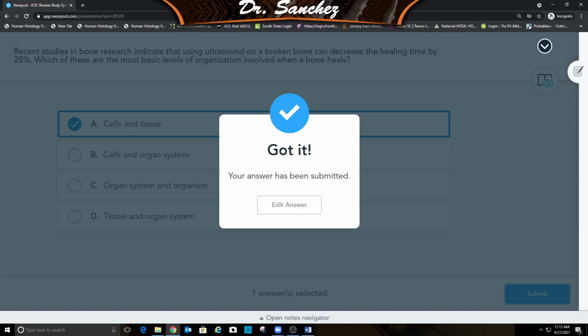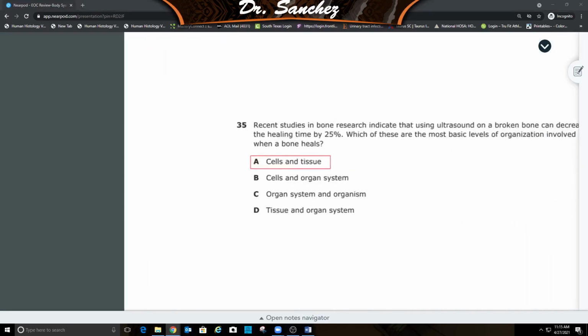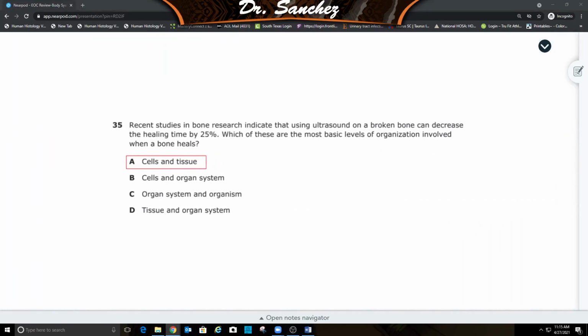So I do have one person that picked tissue and organ system, and organism. Let me just break that down for you. Tissue would be the cells put together. So would it be a piece of bone and the whole bone working together? Is that the way it works? No. It's the piece of bone with the cells to regenerate. So it'd be cells and tissues. Does that make sense? Not the organ system, because that piece of bone is not working with the rest of the bones to fix itself. It's only working with the cells at the microscopic level to heal. That's all it's working with. So it's cells and tissues. I hope that sheds some light.